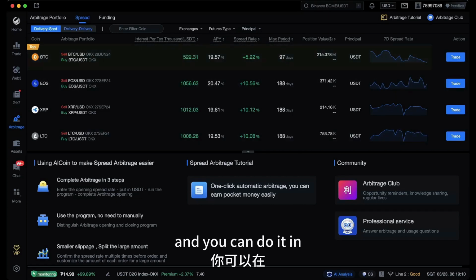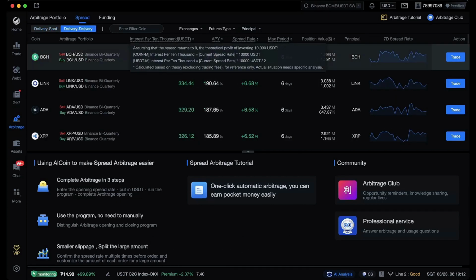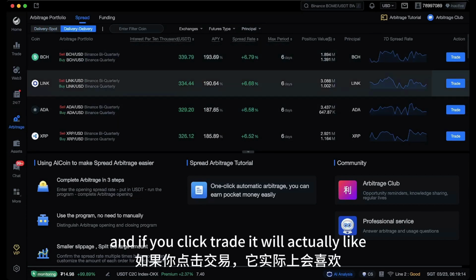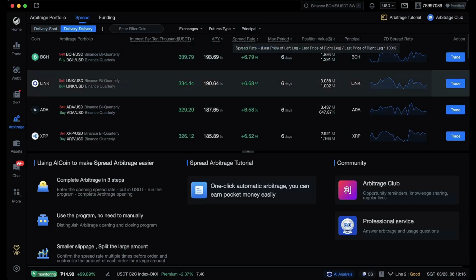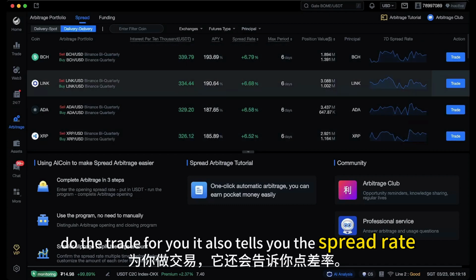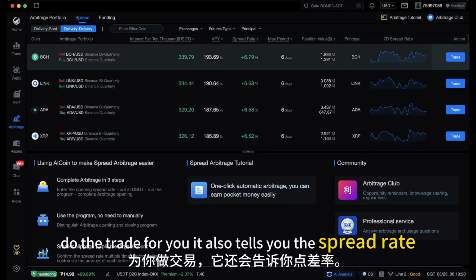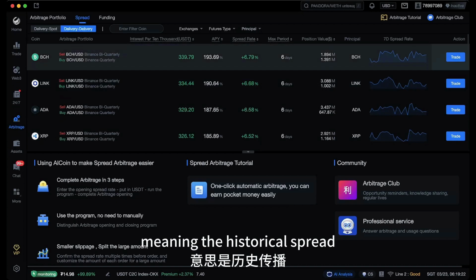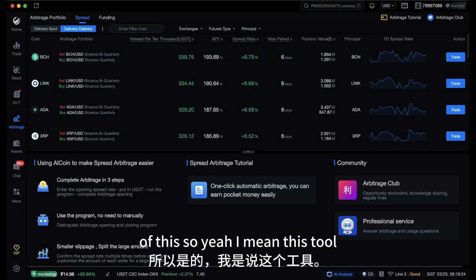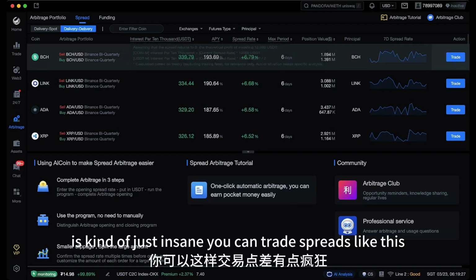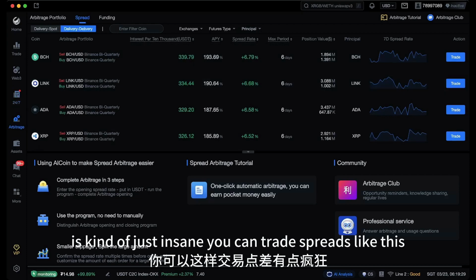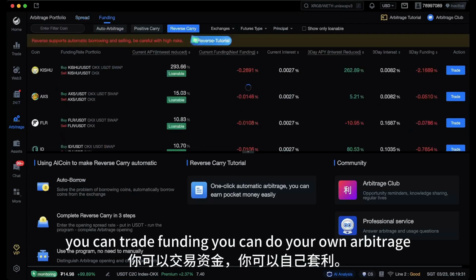You can see all the stuff here. Delivery you can do, which is trading futures against each other. And you can do it in all these different kinds of things. And if you click trade, not only will it do the trade for you, it also tells you the spread rate, meaning the historical spread of this. So yeah, this tool is kind of just insane.